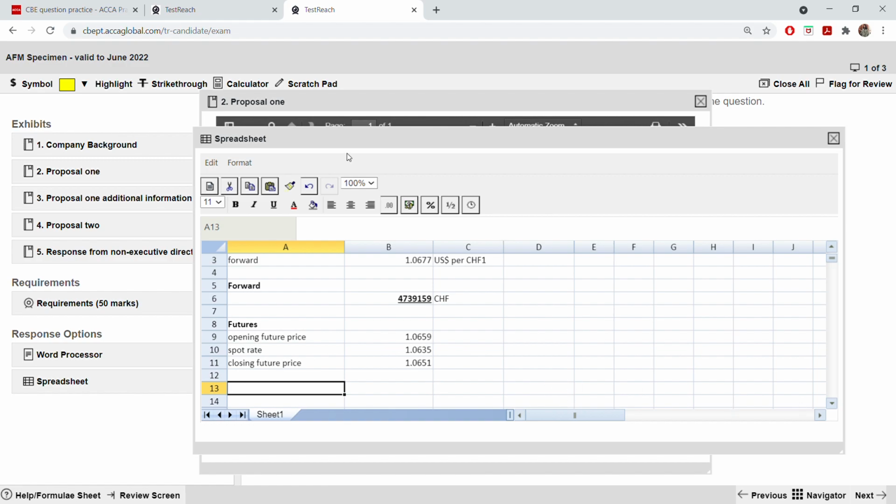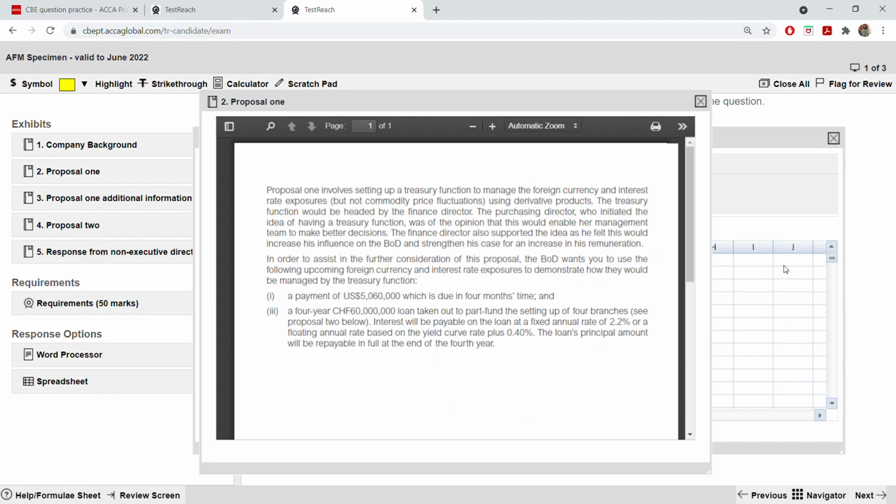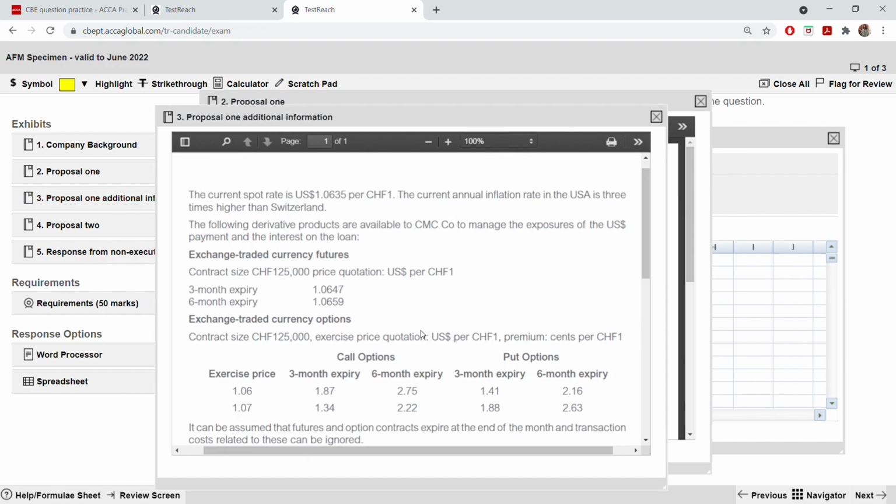Now what else? You have the closing future price. What else do you need? Number of contracts bought or sold. You are buying or selling future. It's a dollar payment, and the contract size of the future is in Swiss franc. That means it's a Swiss future. So dollar we have to buy because it's a dollar payment. Buying dollar means we have to sell Swiss franc. So that means we are going short in the future. You have to sell future. Going short in the future or sell future is the same thing.